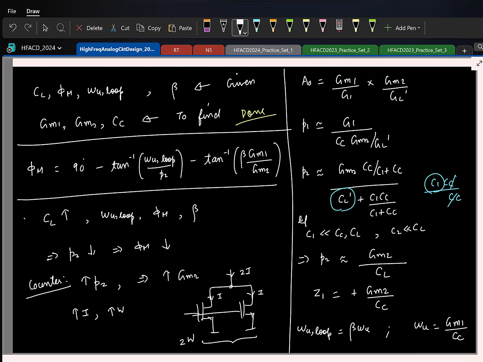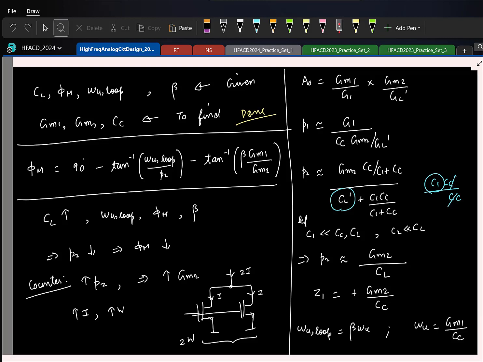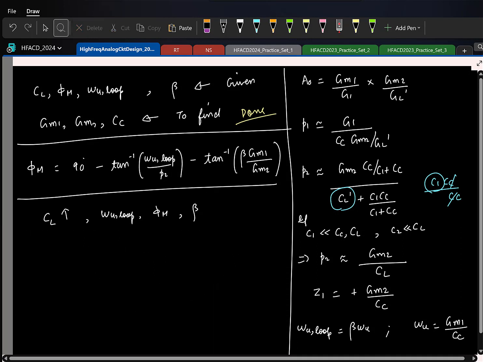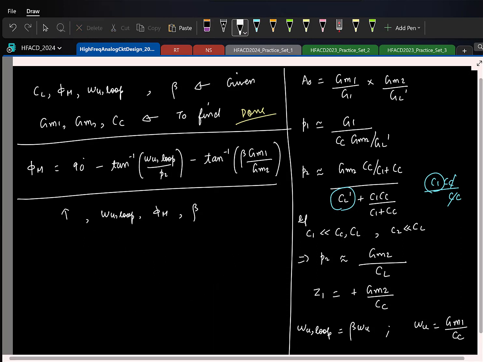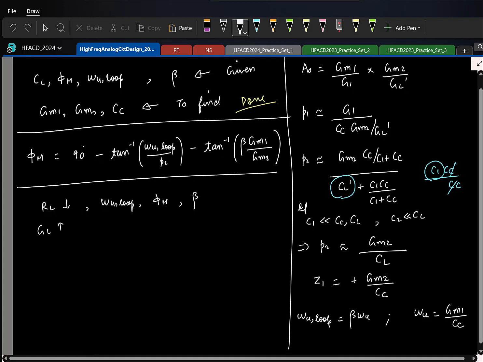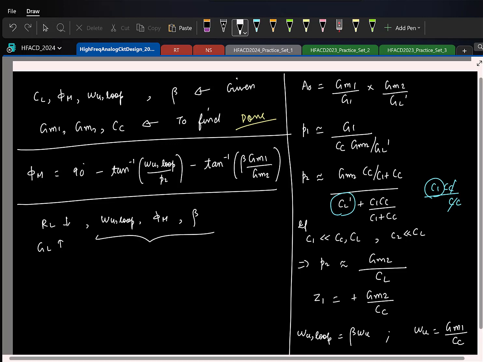Okay, so now let's say I give you a second scenario. This is scenario 1. In the second scenario, what I find is my load resistance RL decreases, right? Or I will say the load conductance GL increases. Again, finally, I want to retain all these.